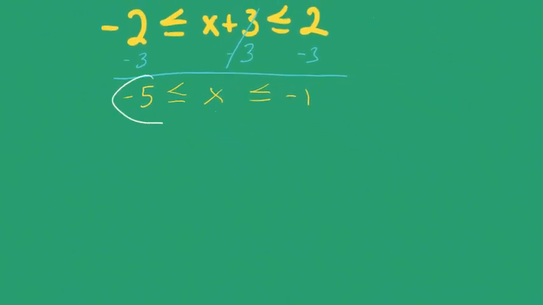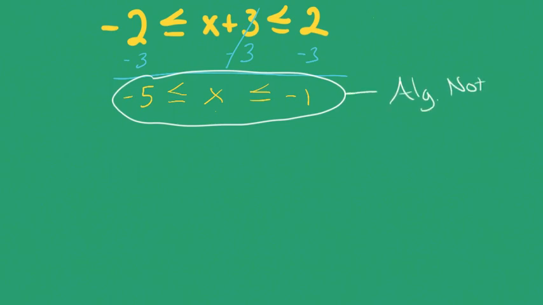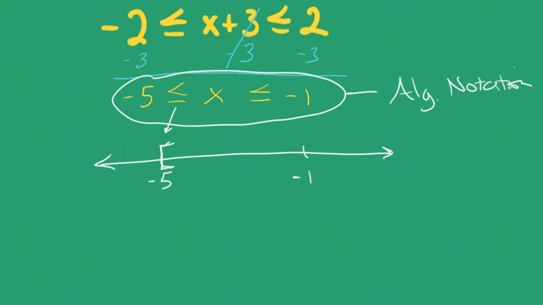And hopefully everyone remembers that this is algebraic notation, in case it asks for that, and you'll do the graph next. Significant numbers are -5 and -1. And we've got a line underneath, so that means we're using a bracket on both of these.